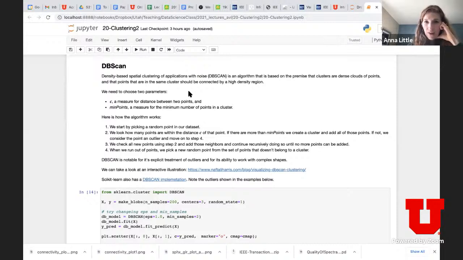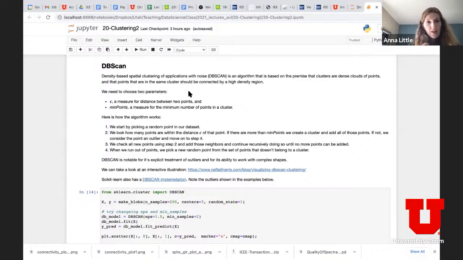This is an algorithm based on the premise that clusters are formed by high-density regions, and that points should be in the same cluster if they're connected by a high-density region of data points. And there are two parameters that govern this algorithm.